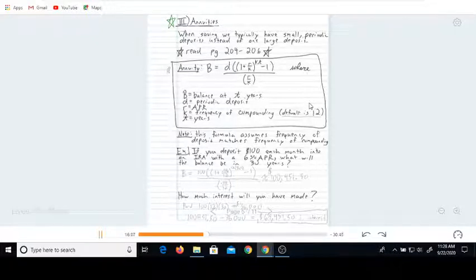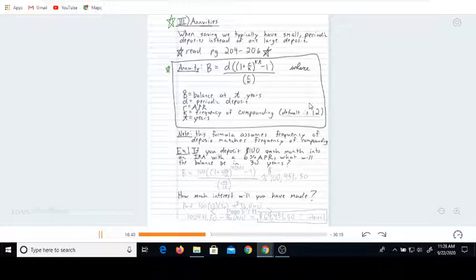So basically what we're describing here is called an annuity, and I highly recommend you read those book pages listed there. The book derives the formula, so you can actually see where the formula comes from. Instead of deriving the formula, we're going to focus on using the formula. So the formula is listed there, and we're going to go ahead and play with it. B represents the balance at T years, D is your periodic deposit, R is the APR, K is your frequency of compounding, and T is number of years.